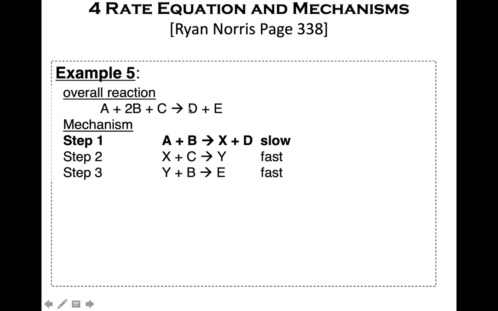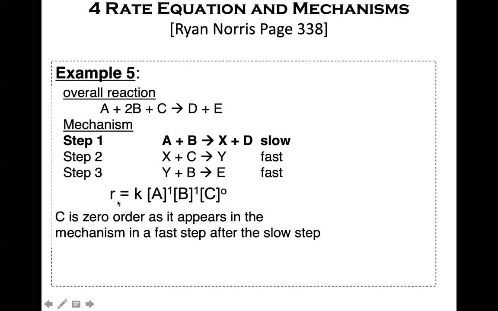Okay, I'm not going to show you here, but if you want to do that on your own notes, that's fine. Just cancel out whatever you have on both sides, and in this case, it's X and Y. Rate equation is equal to k times the concentration of A to the power of 1, concentration of B to the power of 1, concentration of C to the power of 0. Now, C to the power of 0 is essentially just 1, which is why you don't see it in the rate equation.